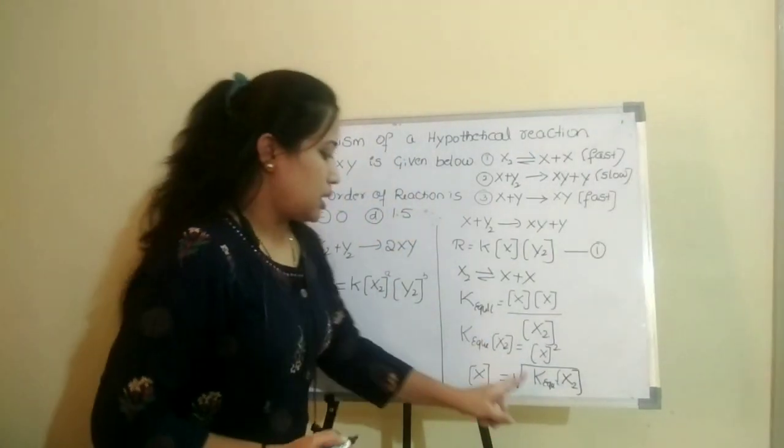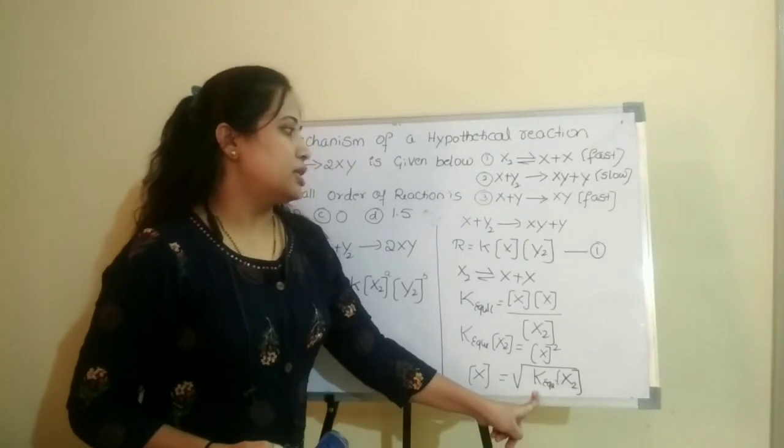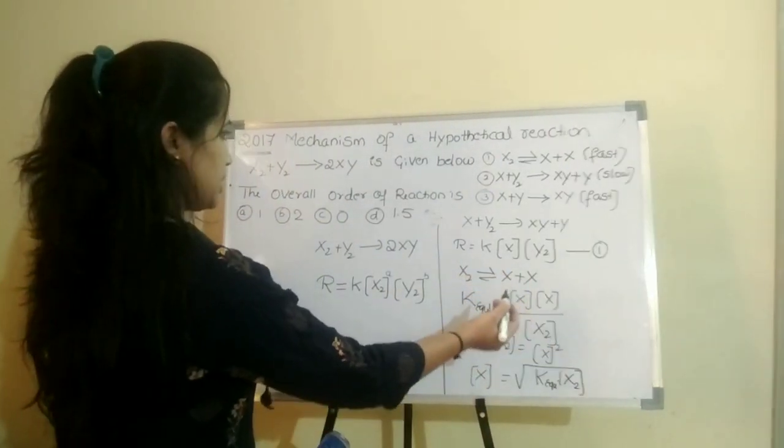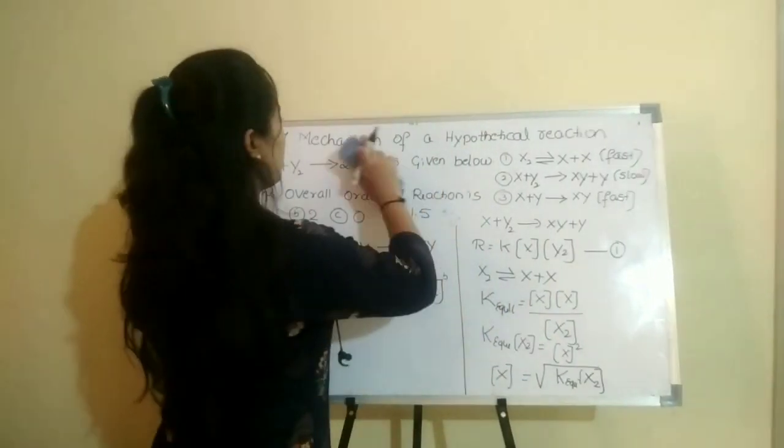Now substitute this X concentration value in equation 1. So what happens then? Due to lack of space, I am just writing over here.